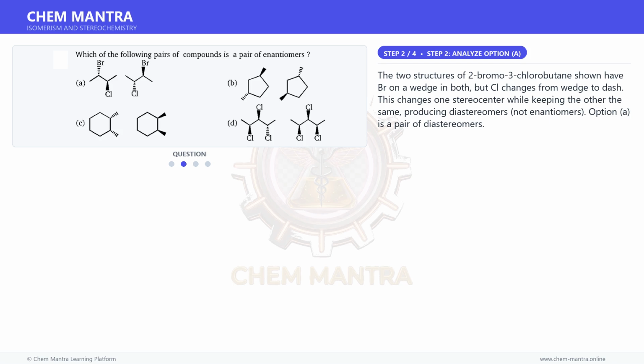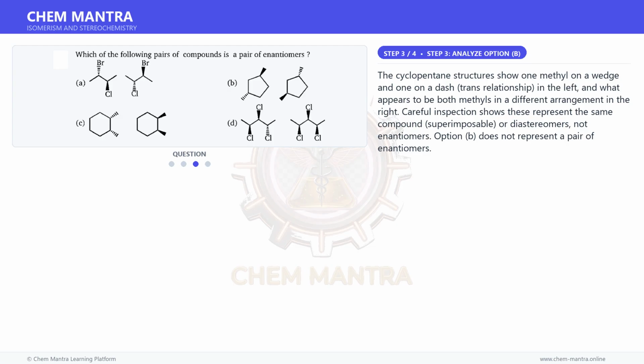Moving on to the next step. The two structures of 2-bromo-3-chlorobutane shown have Br on a wedge in both, but Cl changes from wedge to dash. This changes one stereocenter while keeping the other the same, producing diastereomers, not enantiomers. Option A is a pair of diastereomers.